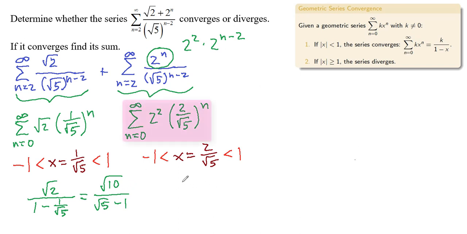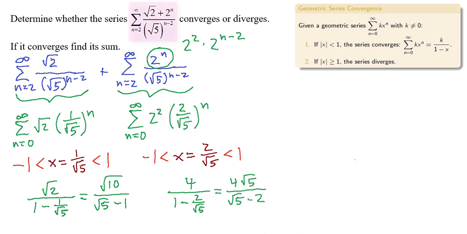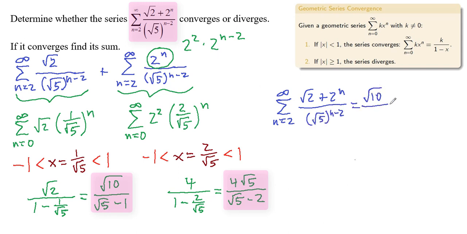For the second series, we have 2 squared, which is 4, as our k, divided by 1 minus 2 over square root of 5. And here we also multiply through by the square root of 5 in order to get rid of the fraction within the fraction. So our series converges, and it sums to the addition of the two sums that we've just written down.